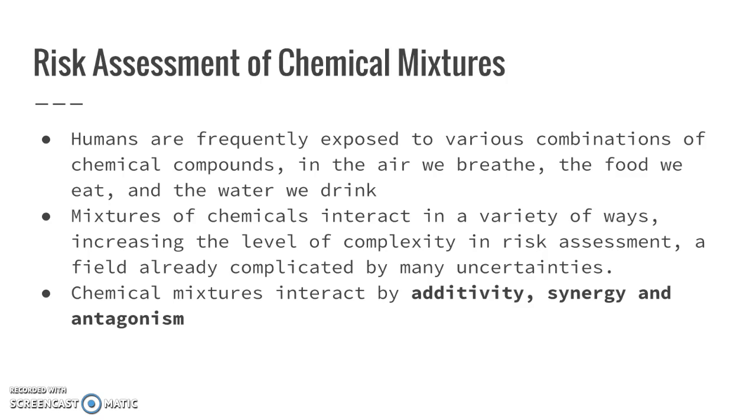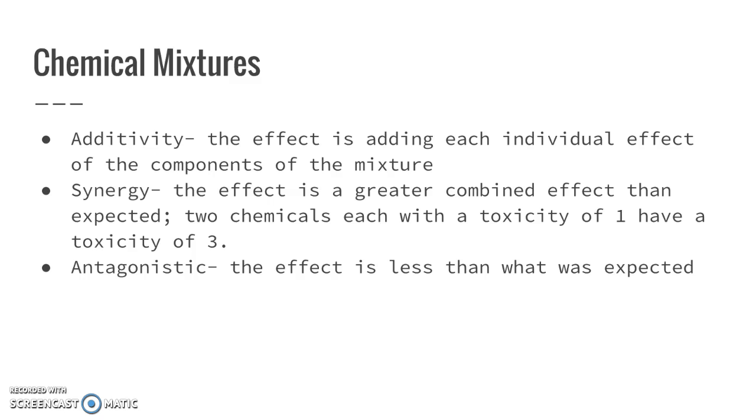So the chemical mixtures are going to interact in three ways. They're going to be additive, synergistic, or antagonistic. So let's look at what those are. When they are additive, it's just the effect adding one to another. So it'd be like if a chemical compound has a toxicity of 1 and another has a toxicity of 1, the combined compound now has a toxicity of 2. In a synergistic effect, or synergy, the combined effect is greater than what we would expect. So if one has a toxicity of 1 and one has a toxicity of 1, the toxicity is going to be greater, so it would be 3 or 4. And with an antagonistic effect, it's going to be less than what we expected. So if they each have a toxicity of 1, it's going to be 1 or less than 1 now.